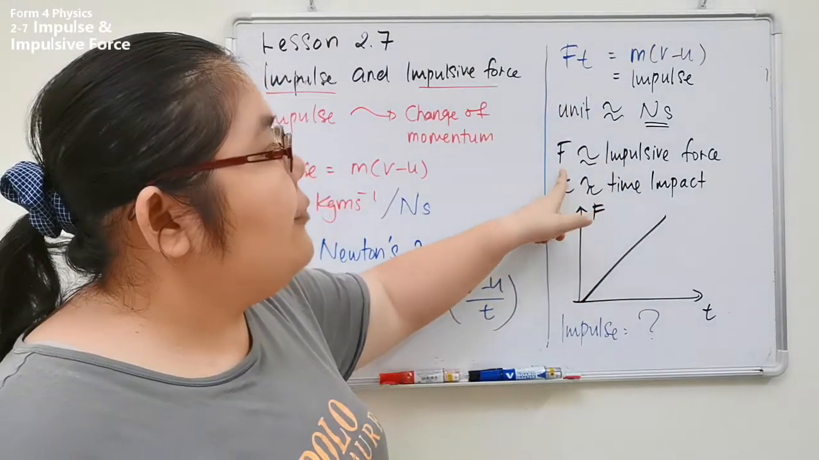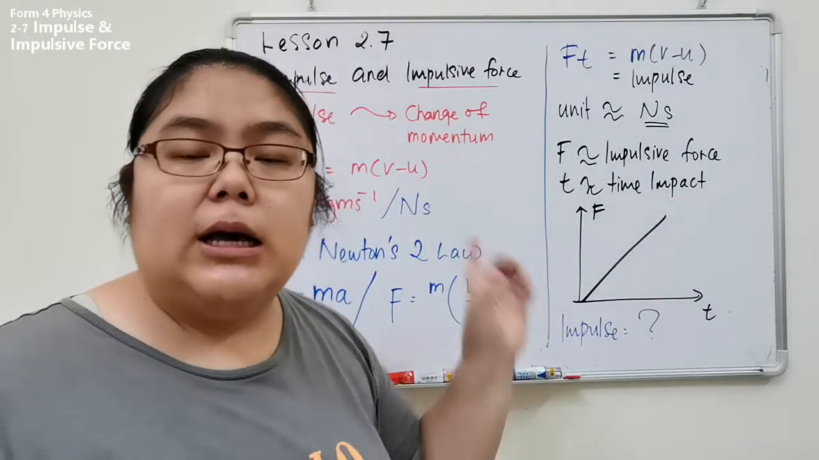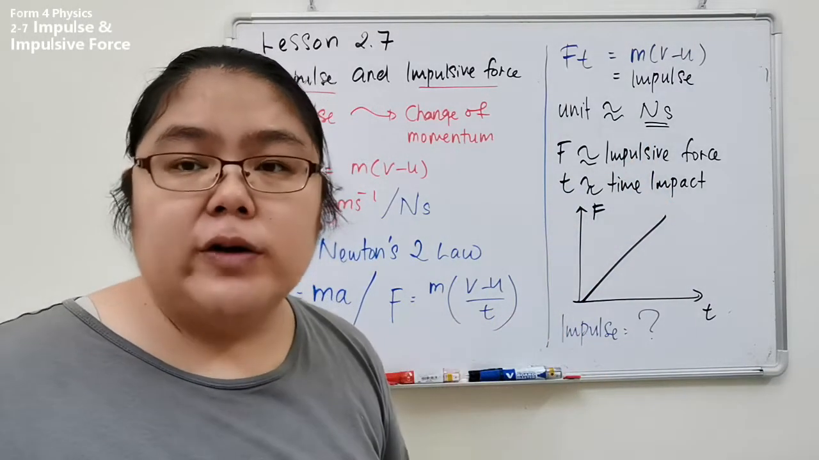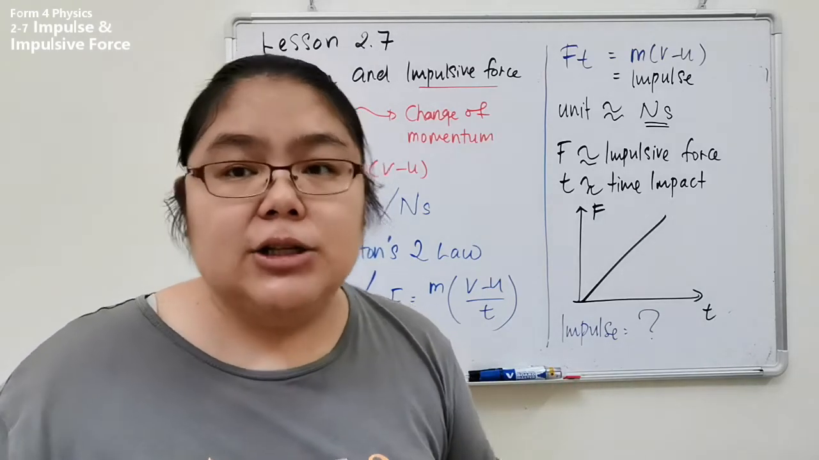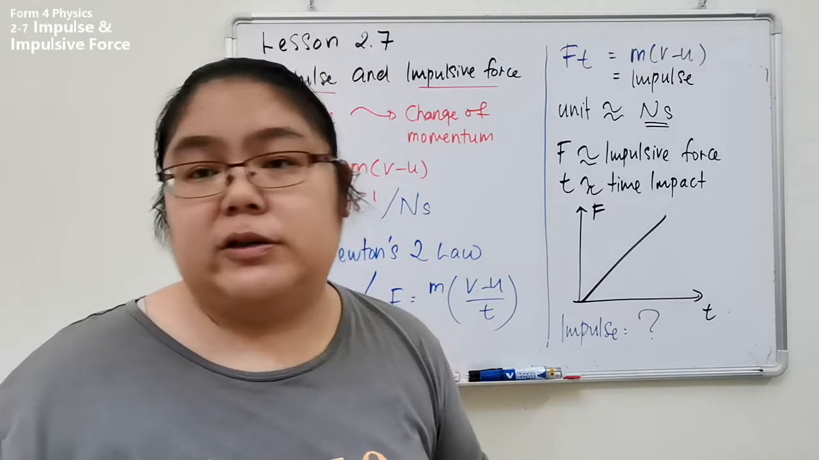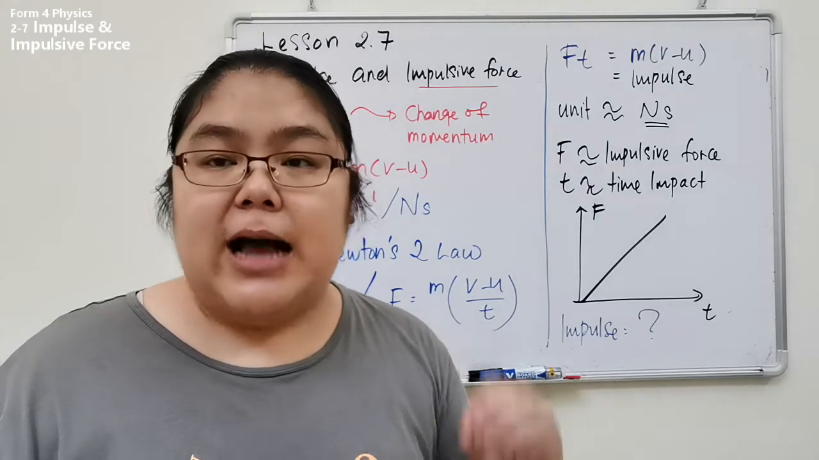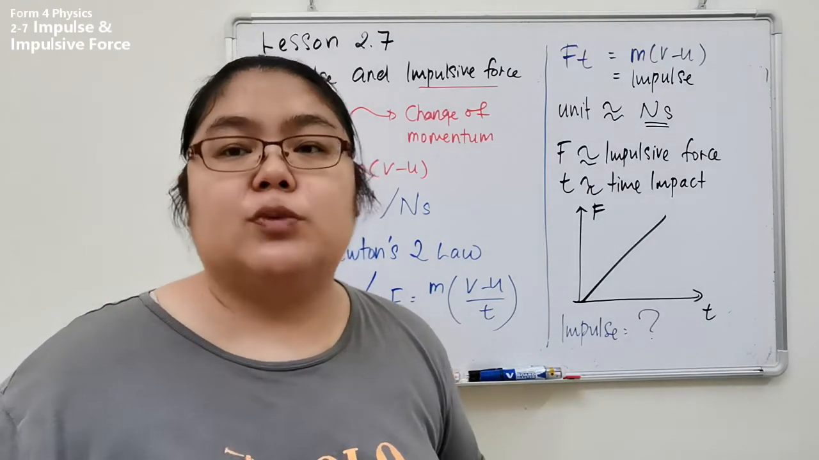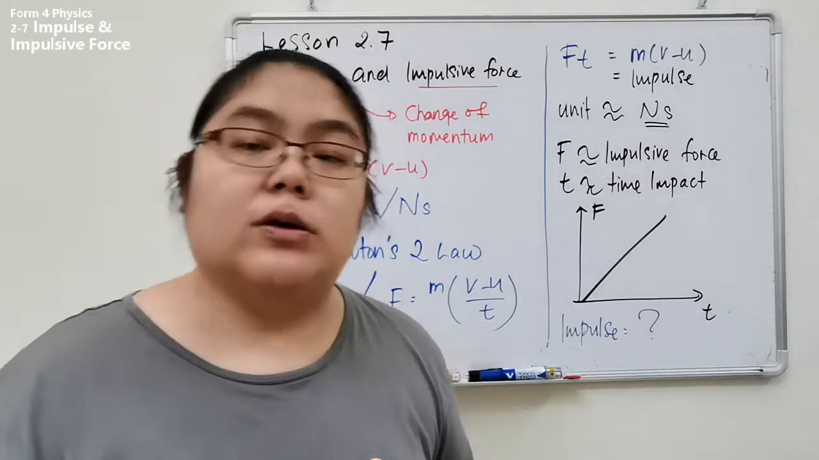From here, F, the full name, we call it impulsive force. Impulsive force is one type of force, but we cannot count it as negative. Impulsive force is just like an injury, the pain. When you feel very much pain, it means the impulsive force is too high. So pain, you cannot say it is negative. So when you get a negative answer and the question asks what is the impulsive force, you also need to convert the negative to positive.